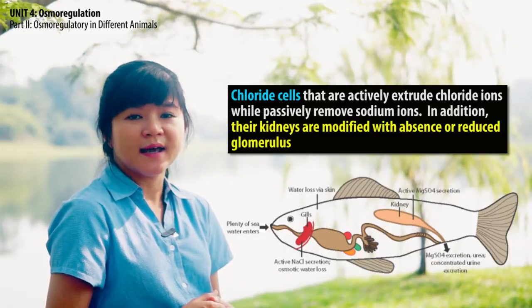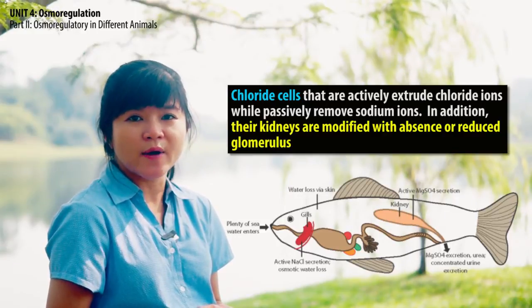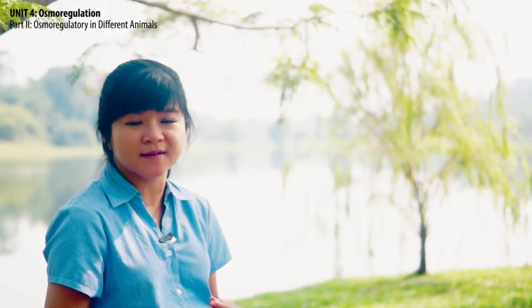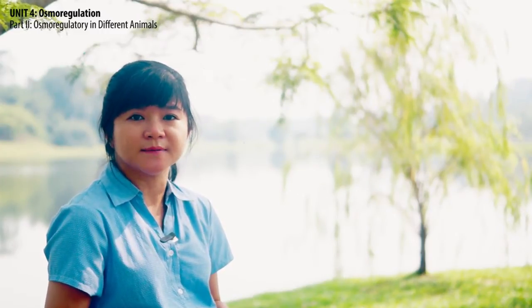In addition, their kidneys are modified with absent or reduced glomerulus, whereas their tubules play a major role in actively secreting magnesium sulfate and urea. So to conserve water, saltwater fish kidneys excrete little water.